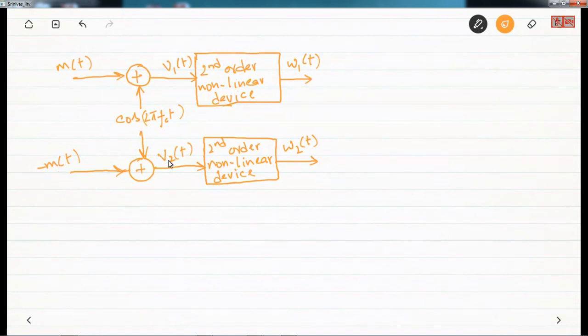So what is v2 of t now? Minus m of t plus cos 2 pi f ct, right? V2 of t is equal to minus m of t plus cos 2 pi f ct, and that we are giving to the second order nonlinear device, and we are getting an output w2 of t, and this has got the same characteristics as the above second order nonlinear device. So w2 of t is a into v2 of t plus b into v2 square of t.